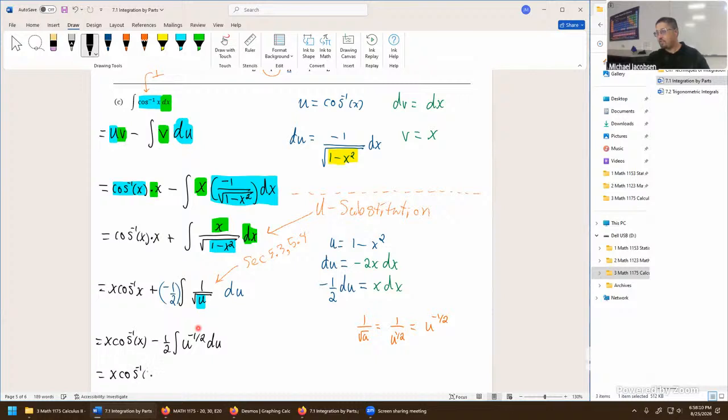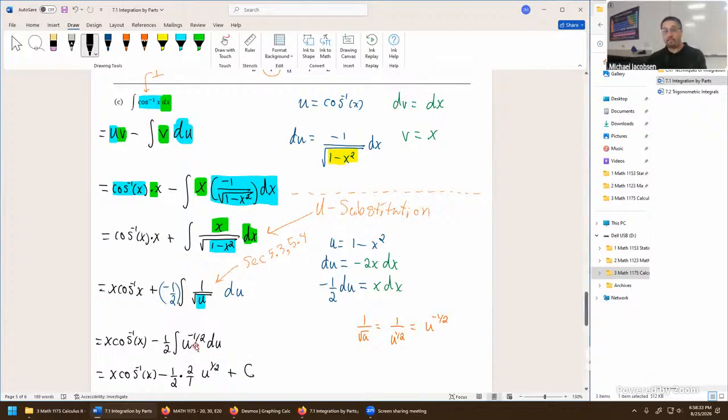x cosine inverse of x minus 1/2. Then give it a little bit of space. Put the base u, add 2 over 2 to it. It's now power 1/2. We have to divide by 1/2 when we use that power rule, so we'll multiply by 2 over 1. And then add the constant c.